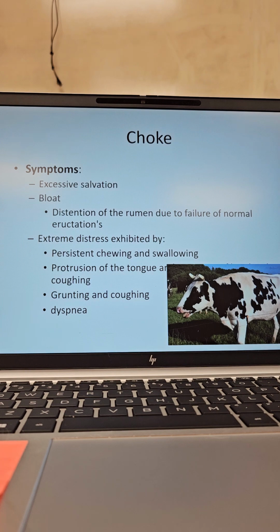They're going to be in extreme distress. It's going to be exhibited by persistent chewing and swallowing, protrusion of the tongue, grunting, coughing, and difficulty breathing, because that can start pushing on the trachea, causing the trachea to collapse and making it harder to breathe. Also, that bloat starts putting pressure on the chest as well, making it harder for the diaphragm to expand.